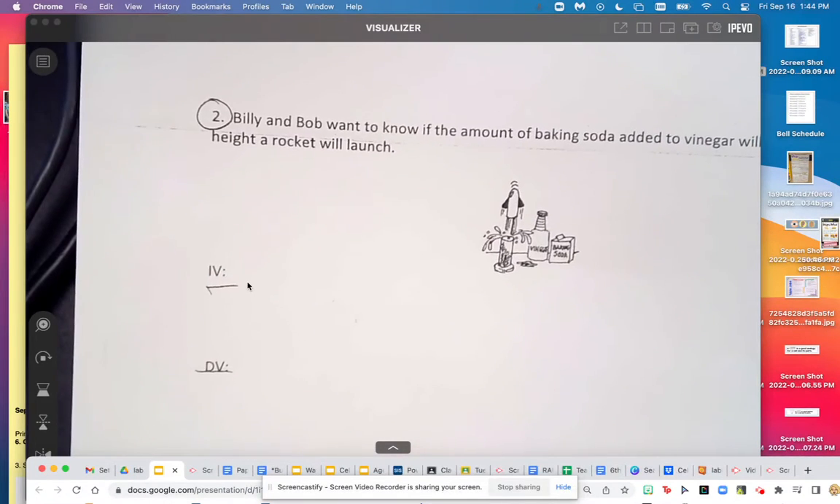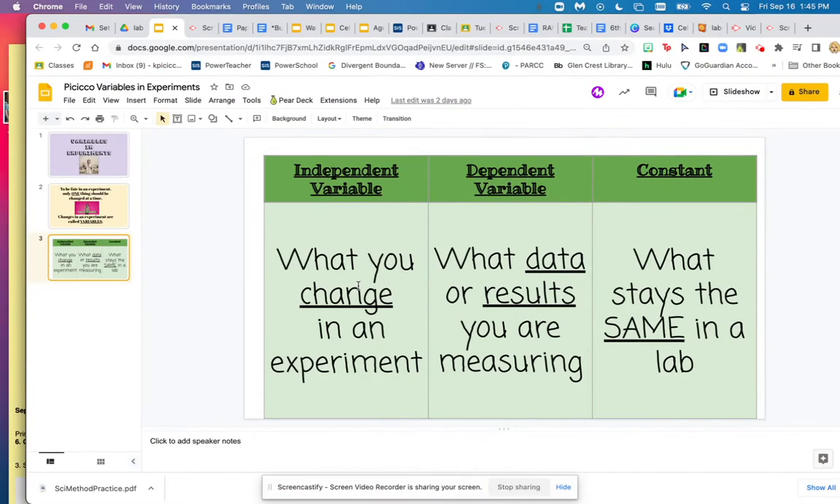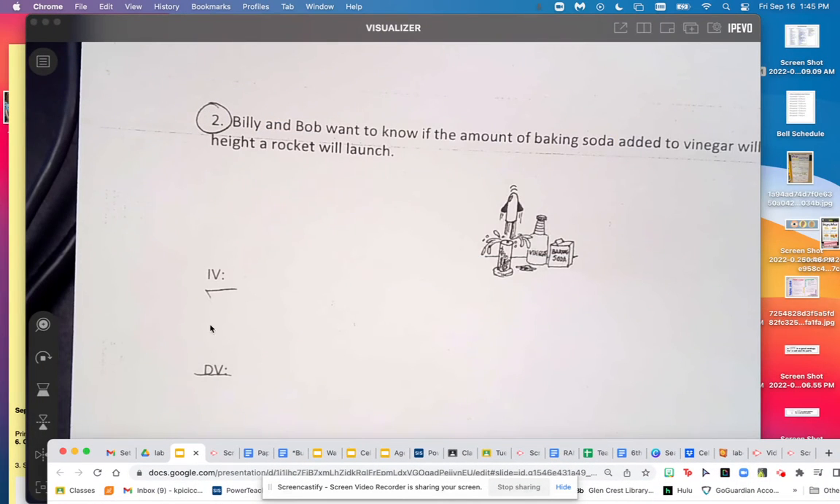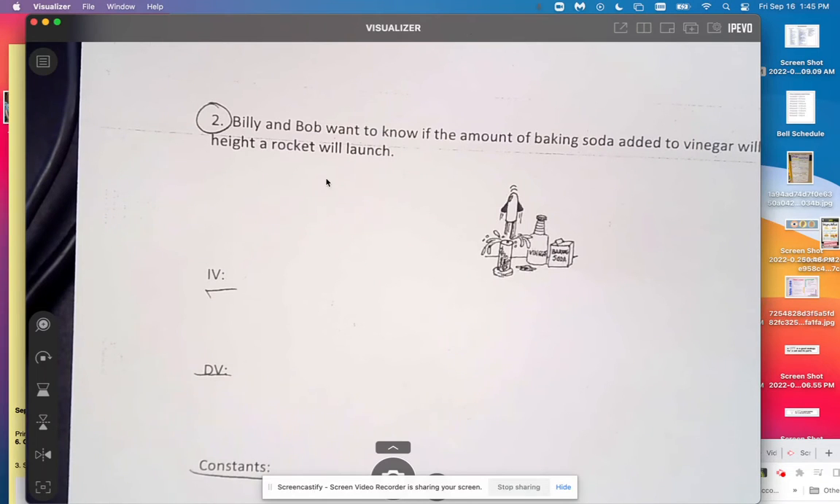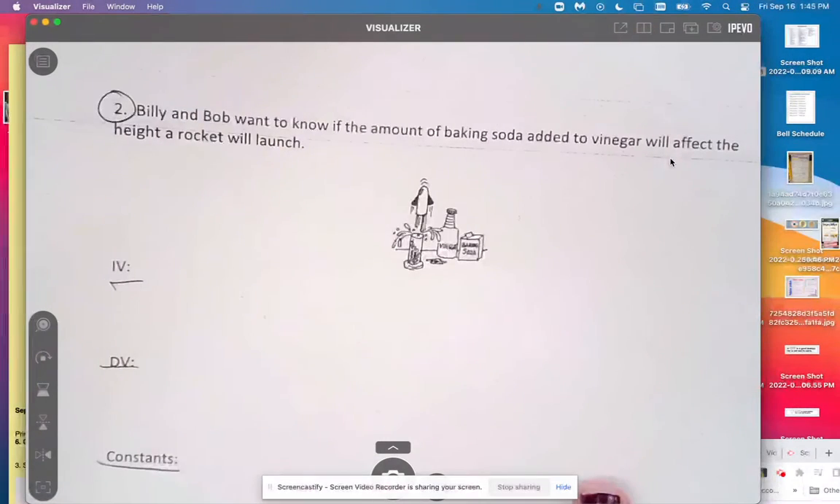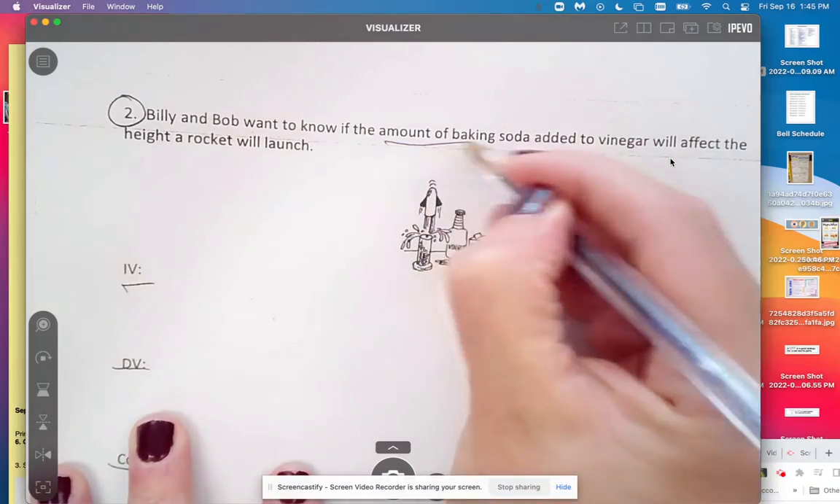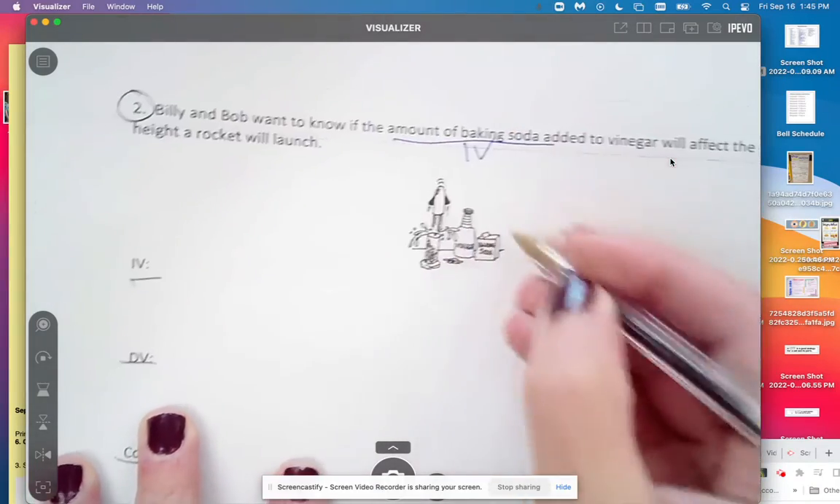So let's take a look at this. What is my IV, or my independent variable? Well, if we look at what independent variable means, it means what I change in an experiment. So, what did we change? Let's look at this again. Billy and Bob want to know if the amount of baking soda added to vinegar will affect the height a rocket goes. So, we think of what's actually changing. Some people would say, oh, it's the height of the rocket that's changing, but it's what the experimenter changes. So, what am I actually changing? The only thing I have control over is the amount of baking soda. So, that's my independent variable.